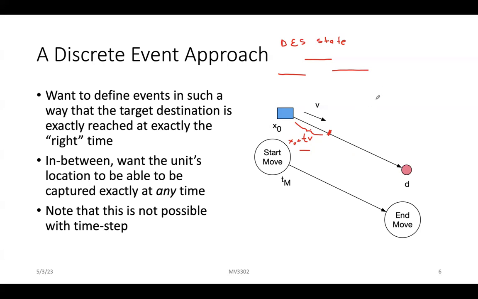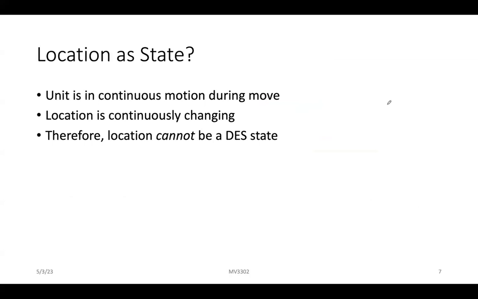If we look down as if this were a plane, here I am, moving continuously. So this trajectory cannot be a state. In other words, the unit is in continuous motion during the move. Location is continuously changing, and therefore location cannot be a discrete event state. And so maybe you're thinking, well, if location can't be a discrete event state, then we can't do it.